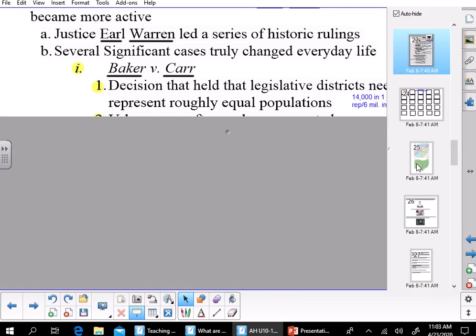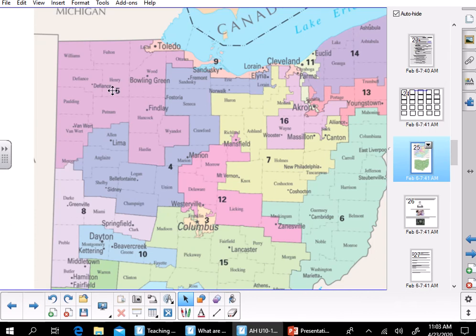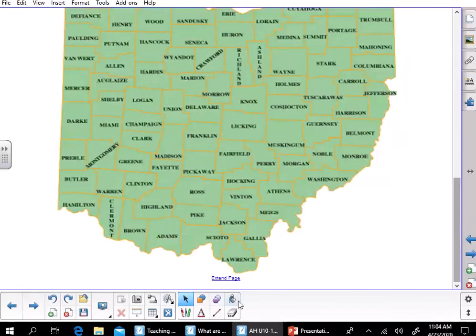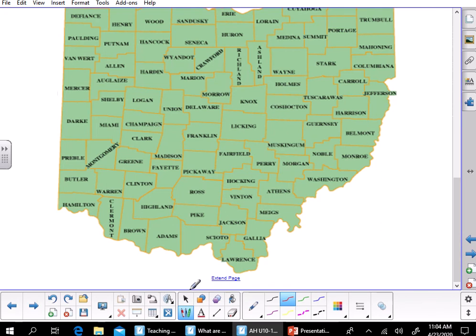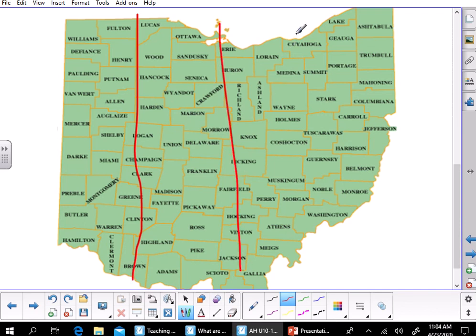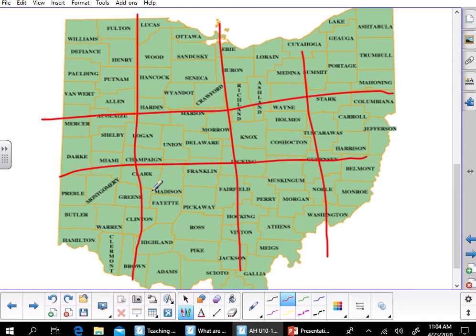Let me show you in a map real quick what this looks like. So before Baker versus Carr, if we wanted to, we could divide up Ohio. Now, Ohio has 16 reps in the U.S. Congress, okay? So 16 representatives. And what you could do is just go, okay, I know these are horrible drawings here, but you could just divide it up and go, okay, here we go. Here's how our districts will be.